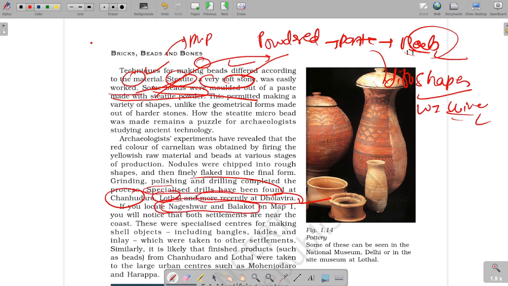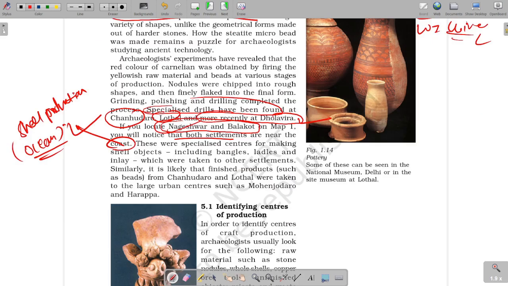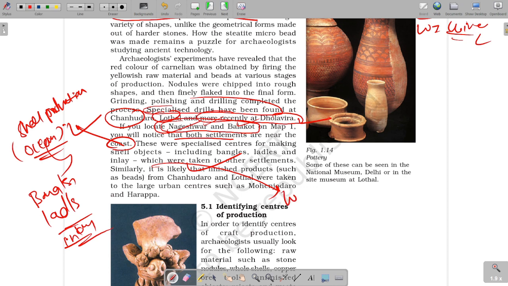If you locate Nageshwar and Balakot, then you will notice that both settlements are near the coast. Near the coast means shell production, which is easily available from the ocean. So this was the speciality of these two places, Nageshwar and Balakot. These shell objects were things like bangles, ladles, and inlay, that were basically focused on women's ornaments.